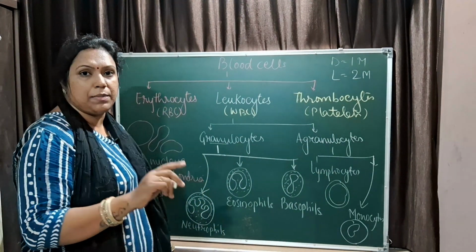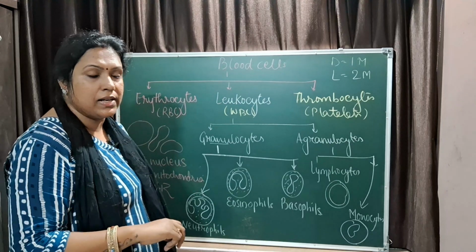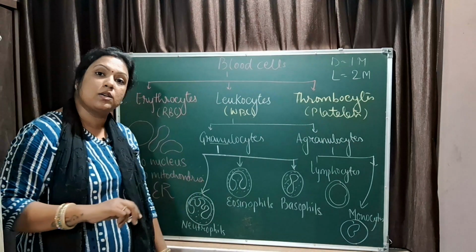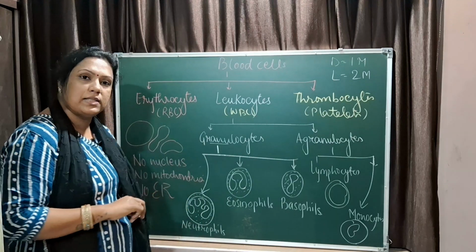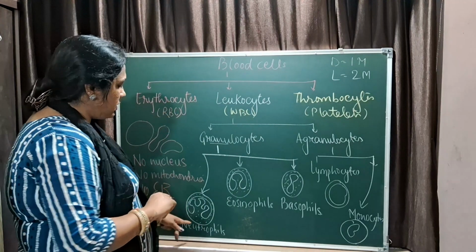You need them in chapter 17, that is aids to health, in standard 9, and chapter 8, that is circulatory system, in your standard 10. So, this is all about the blood cells. Kindly know the structure. This can be easily asked.